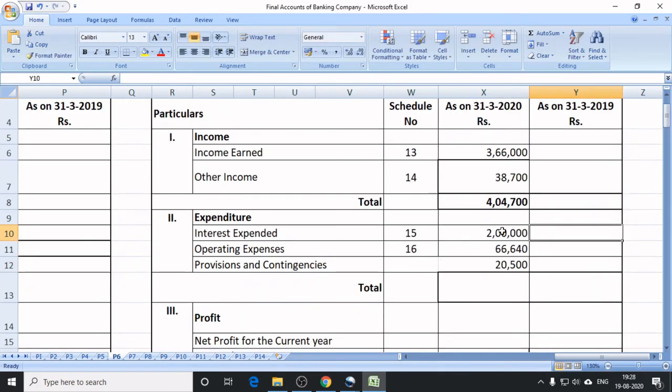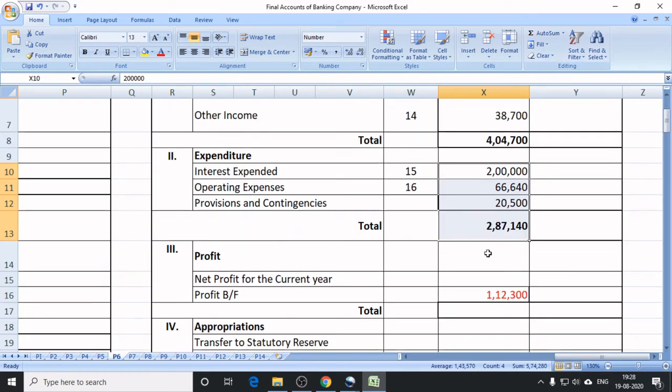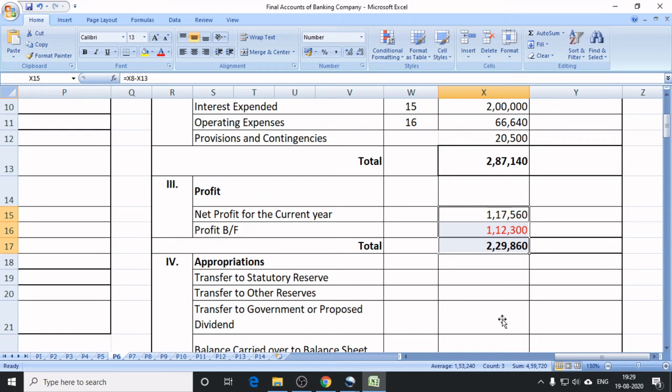Now let's add these three figures to find out the total expenditures of this bank in the accounting year 2019-20. So 2,87,140. Now we can say that the total incomes are more than the total expenditure. So let's calculate the current year net profit. From the total incomes deduct the total expenses, and you will get the current year profit, that is 1,17,560. Now calculate the total income. This is the lifetime income of this bank up to 31st March 2020. In the entire life of this bank, it has earned income of 2,29,860.